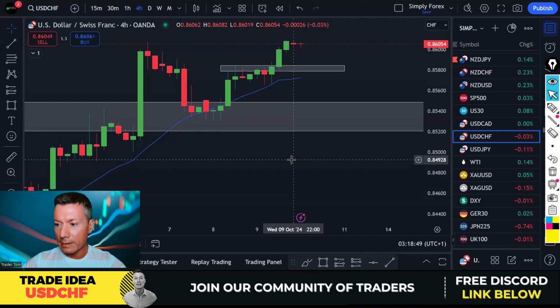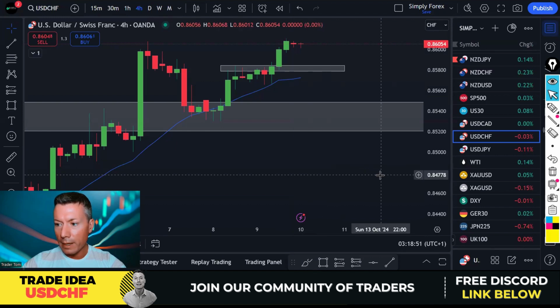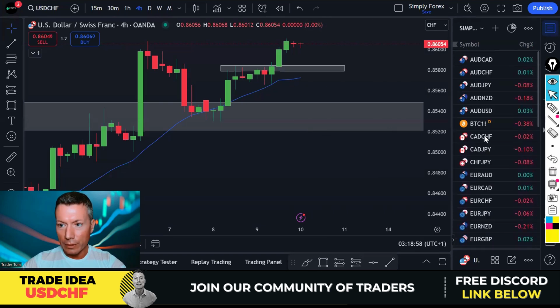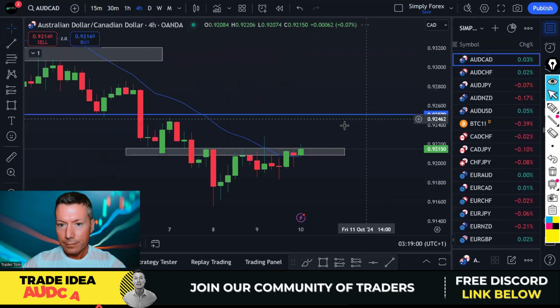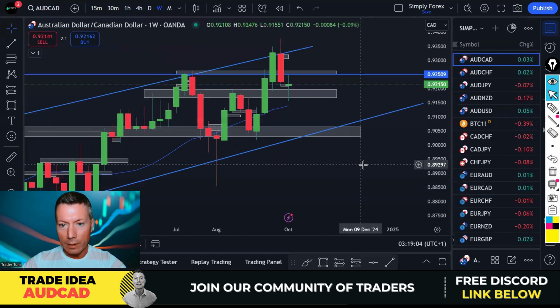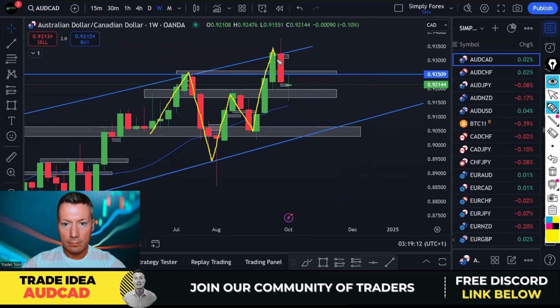What else are we looking at today? So yeah, I'm seeing a bit of Aussie dollar strength in the market as well. So let's start with Aussie dollar, Canadian dollar. And if we start with the weekly chart with this one, guys, because this is the weekly chart that looks really nice. Okay, so the weekly chart is in an uptrend, right? Yeah, you don't have to be Warren Buffett to see that, right?